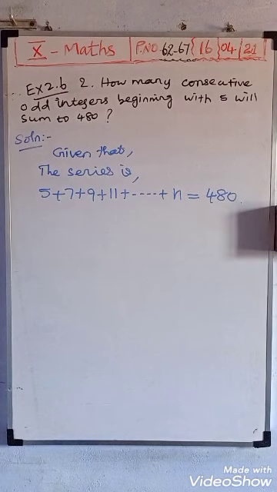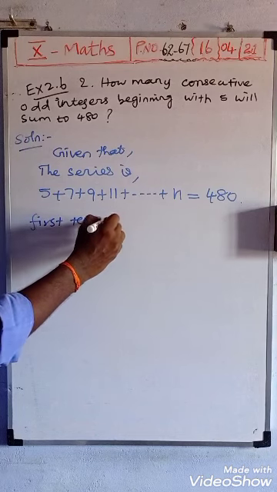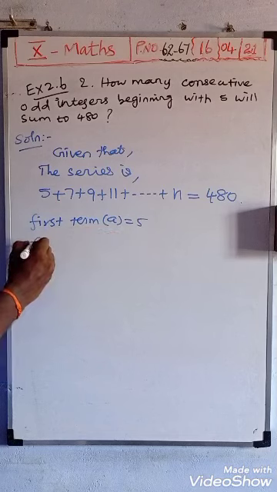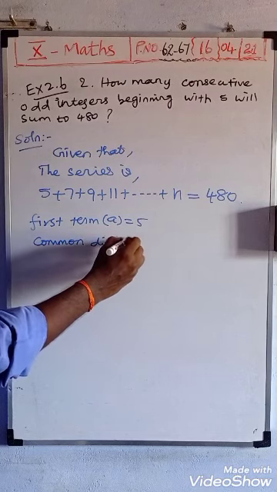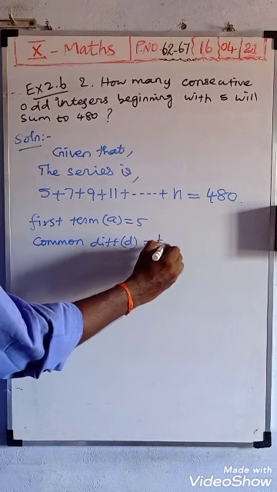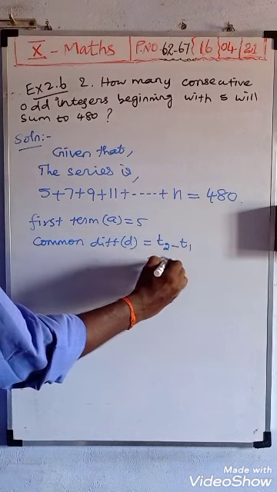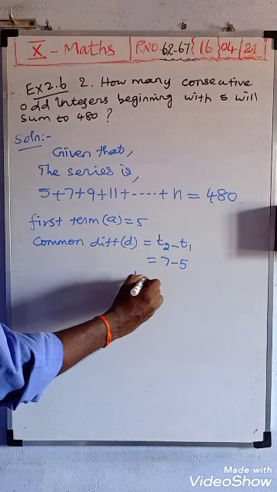So n we want to find. For that, first you should write the first term of the series. First term a is equal to 5. Then common difference d is equal to t2 minus t1, that is 7 minus 5, so we receive 2. Okay, d is equal to 2.